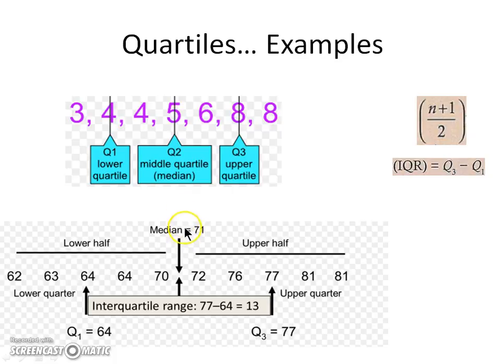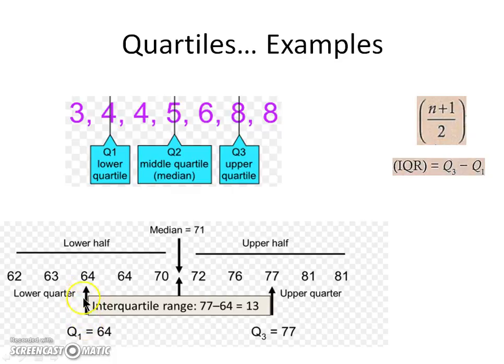So if my median is 71, then this 62, 63, 64, 64, 70, that would be the lower half. 72, 76, 77, 81, 81, that would be the upper half. So to find my lower quartile, or to find my first quartile, right? So some people say lower quartile, some people say first quartile. They mean the same thing.